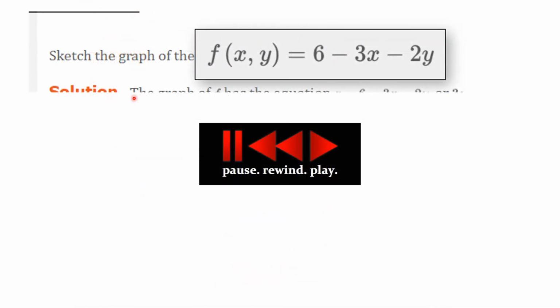So, sketch the graph of f. You could call this z equals f of (x, y) equals 6 minus 3x minus 2y. You know what to do. Let's see how you did.